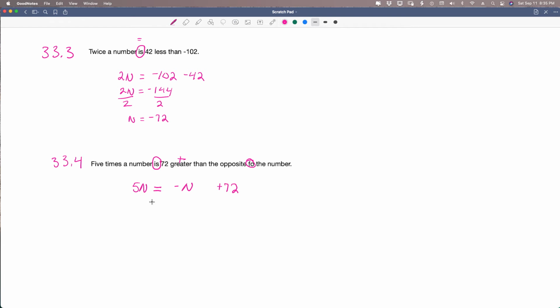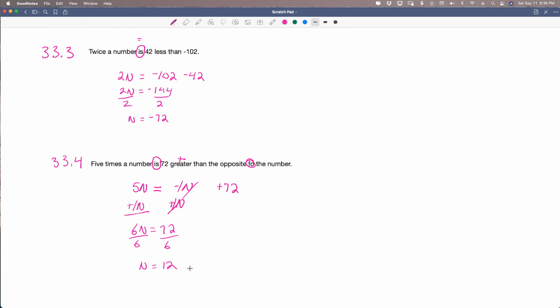So now we just have to do the math. So I'm going to add n. That's 1n, 1n. Remember, when you have a variable by itself, there's always a 1 in front of it. So we're going to add 1n to both sides. We get 6n is equal to 72. When we divide both sides by 6, we find that n is equal to 12.